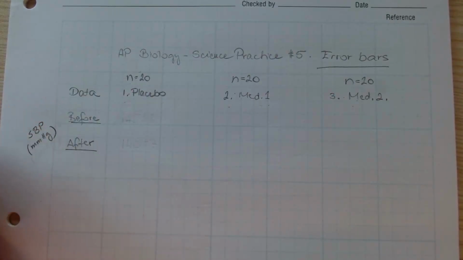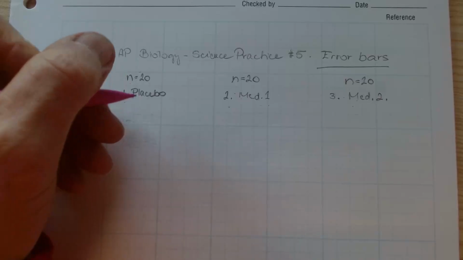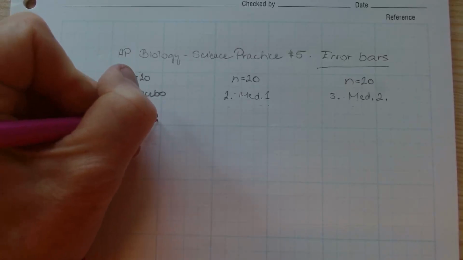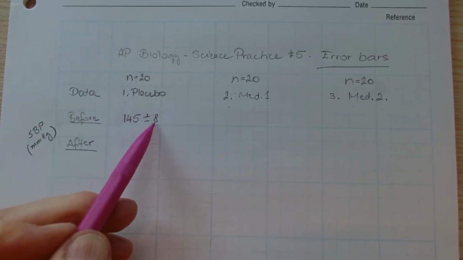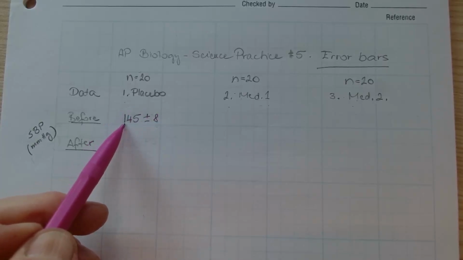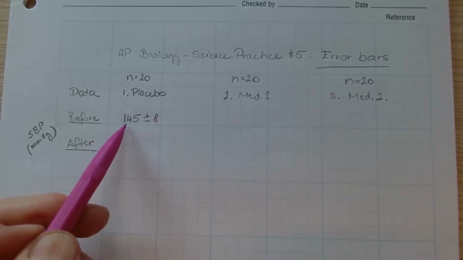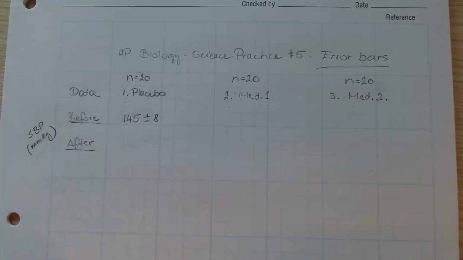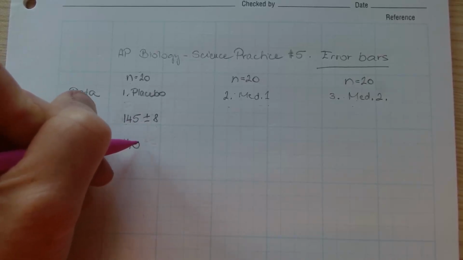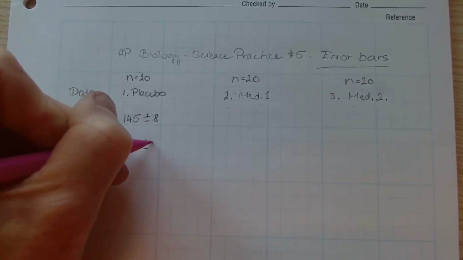Before starting the placebo treatment, the blood pressure was 145 plus minus 8. The 8 is the standard error of the mean 2 times, so it gives us 95% confidence that the value for blood pressure will be between plus minus 2 standard error of the mean, and after the placebo it turned out to be 140 plus minus 7.